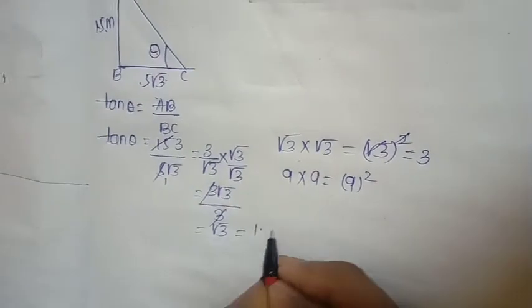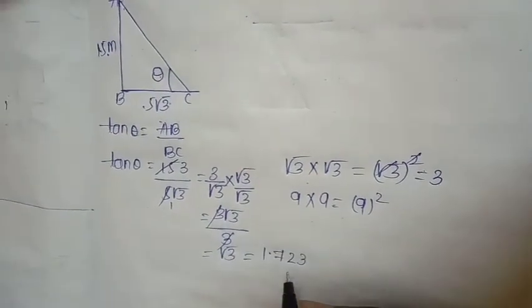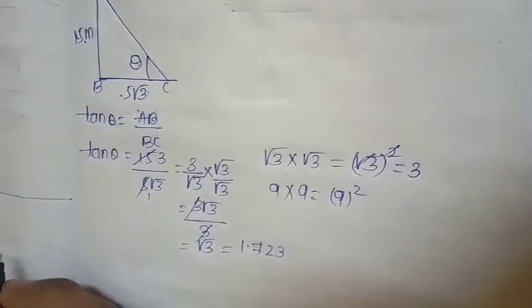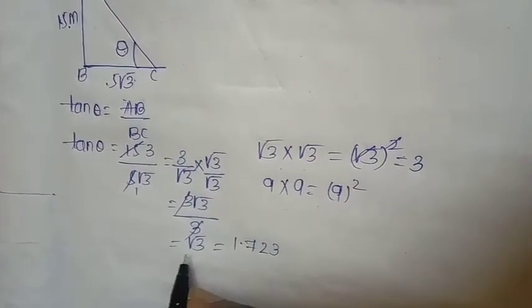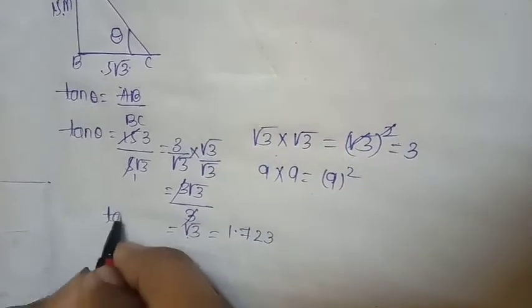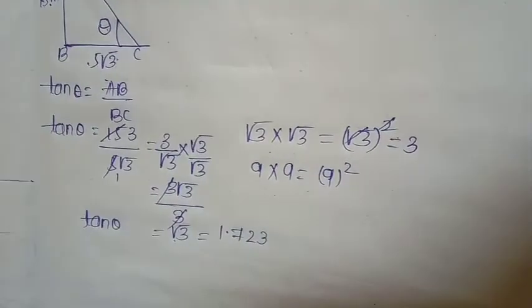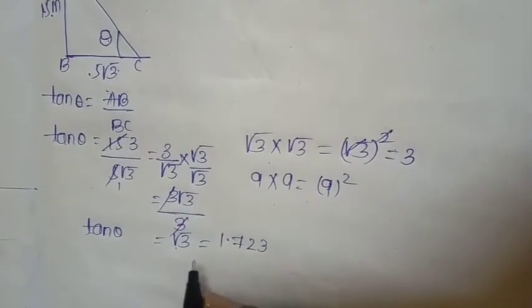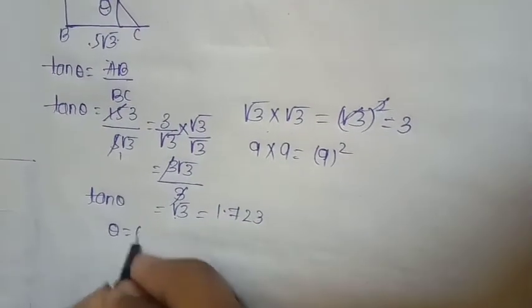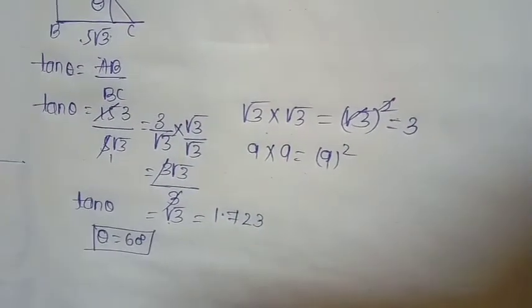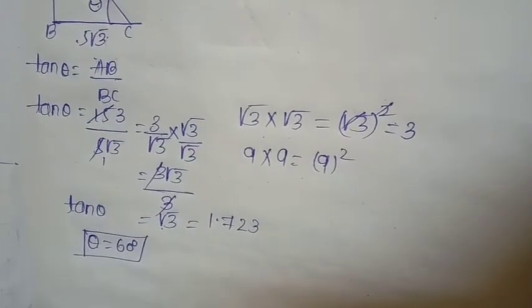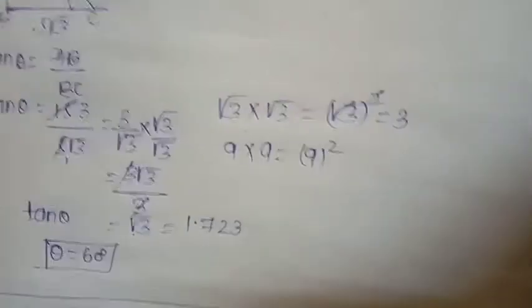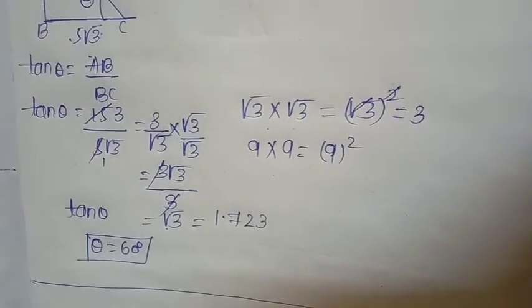Root 3 equals 1.732. So we get tan theta equals root 3. In the ratios of tan, when we get root 3, theta will be 60 degrees, because in the table tan value is root 3 at 60 degrees. So these are the 3 problems in application of trigonometry.